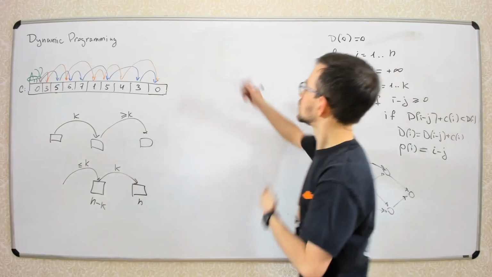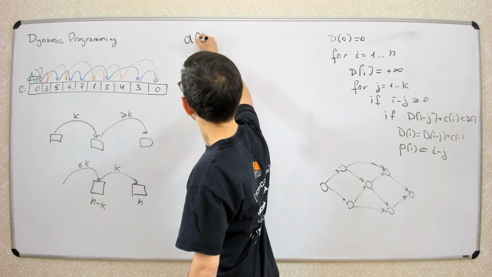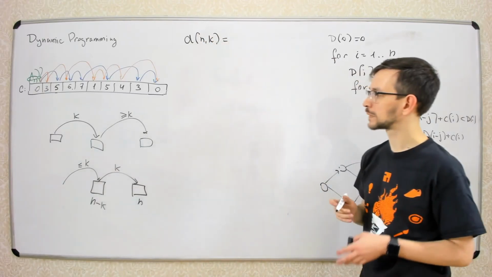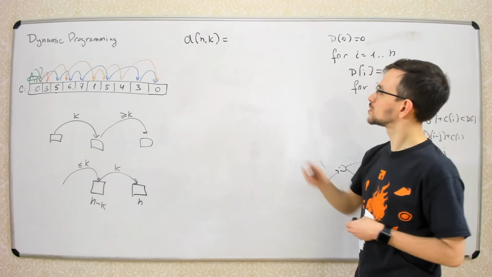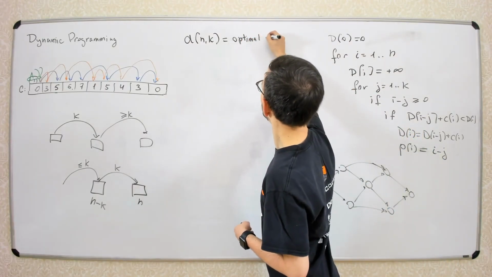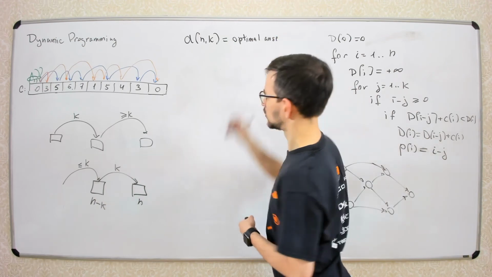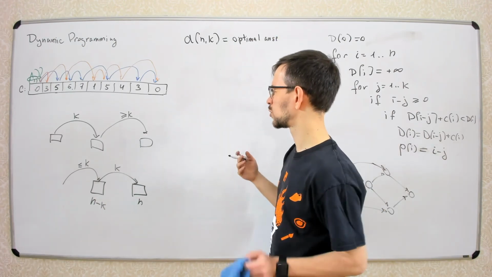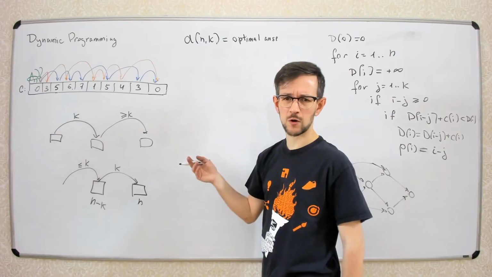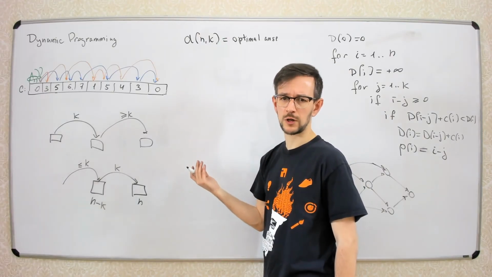Let's do it like this. So let's say that d of n and k is the optimal answer. What's optimal? What do we want to calculate, the optimal path or the number of paths?